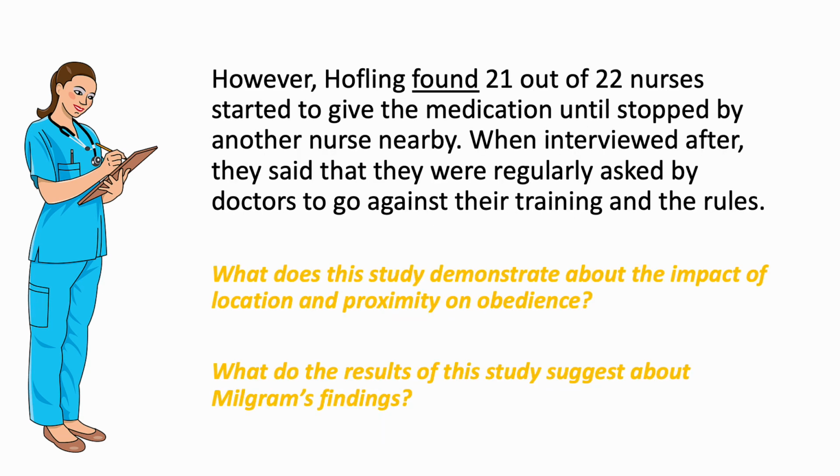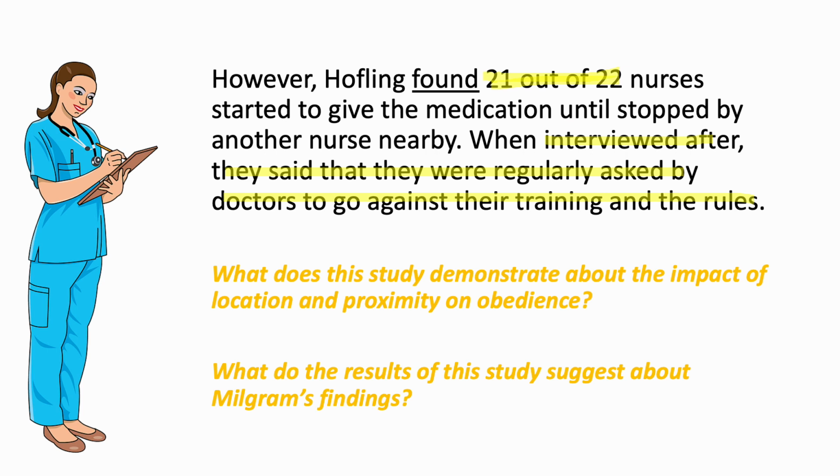However, when Hoffling actually did this, he found that 21 out of the 22 nurses did start to give the medication, so went against what they said they wouldn't do. And when they were interviewed after, they said that they were regularly asked by doctors to go against their training and the rules. So the doctor can be the authority figure in this scenario. So bear that in mind, that 21 out of 22, despite saying that they wouldn't, they did.